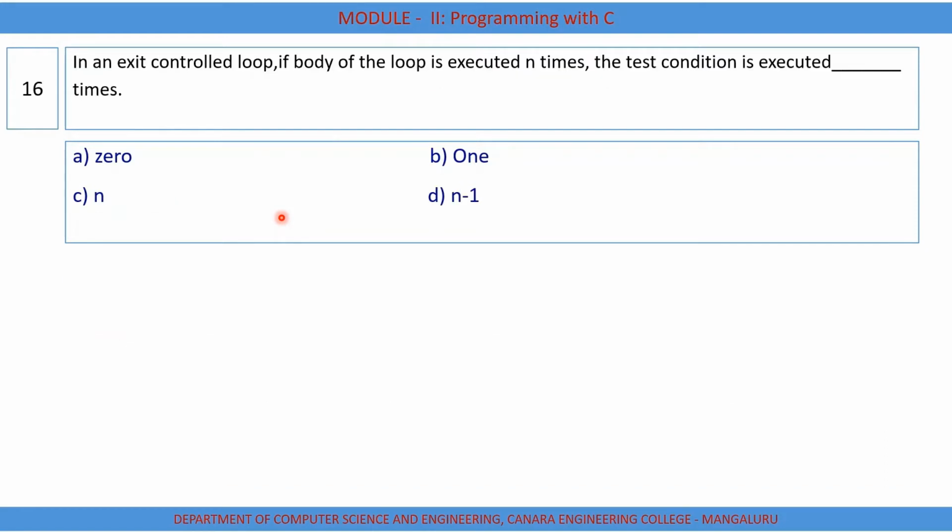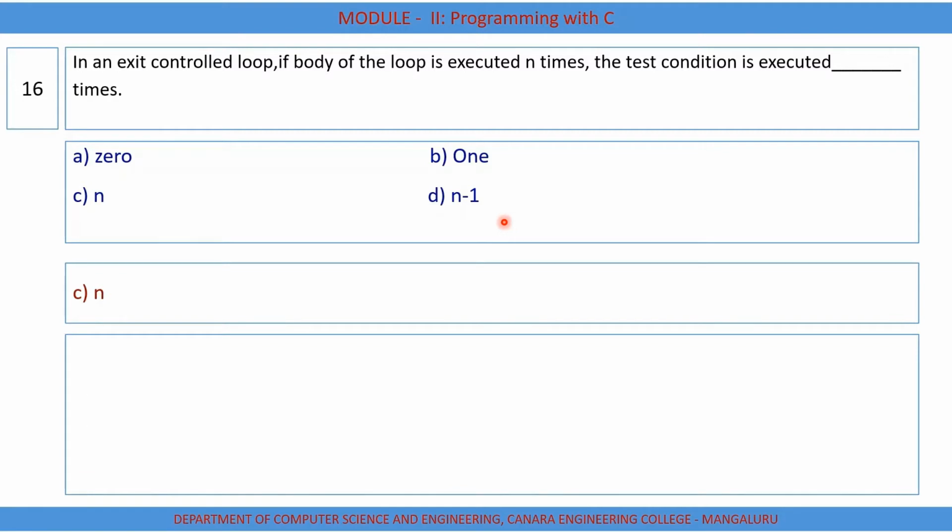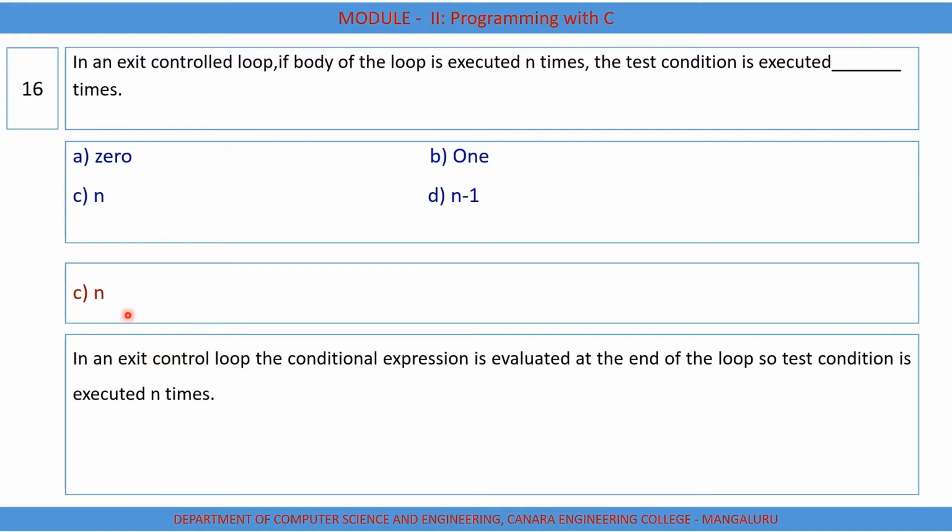In an exit control loop, if the body of the loop is executed n times, the test condition is executed how many times? Option A 0, option B 1, option C n, option D n minus 1. Option C, n times, is the right answer. Because in an exit controlled loop, irrespective of the condition given in the loop, the body of the loop will be executed at least once. So the number of times the body of the loop is executed and the number of times the test condition is executed are the same.